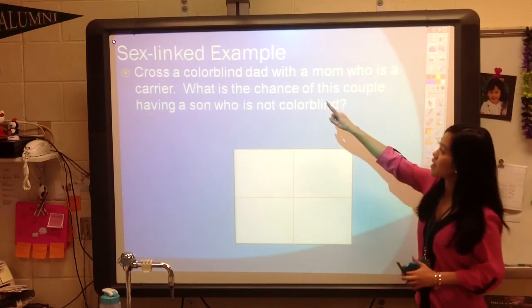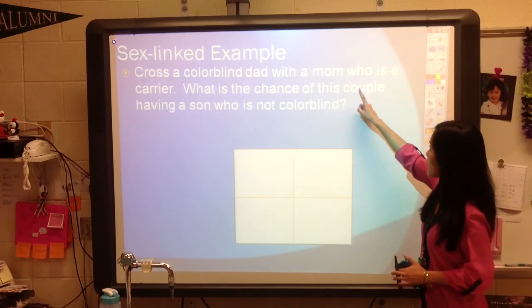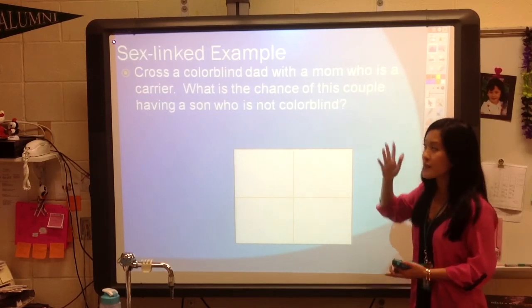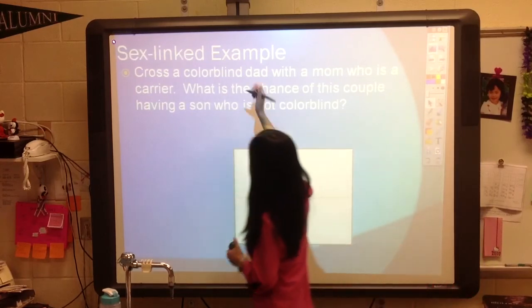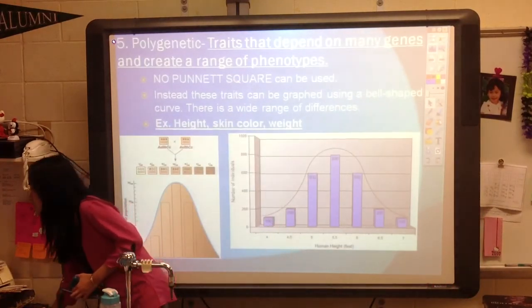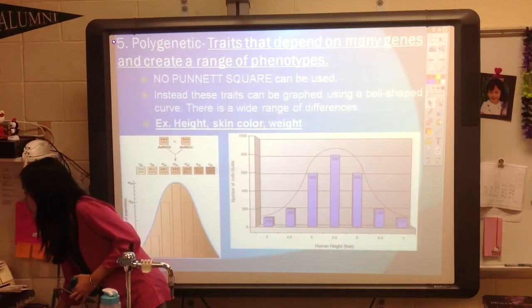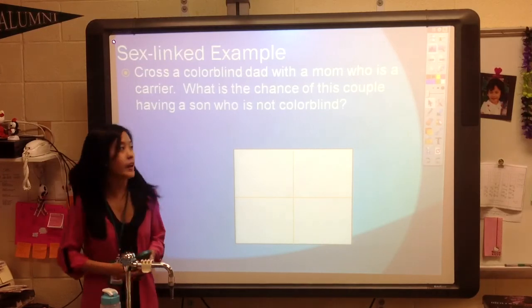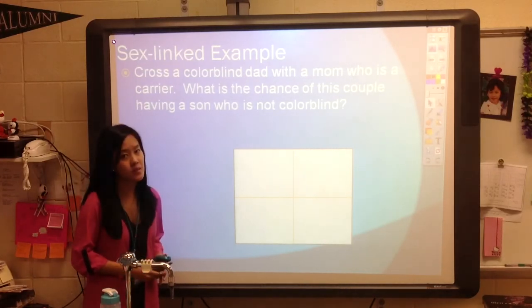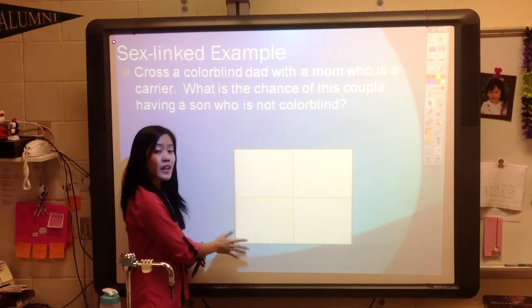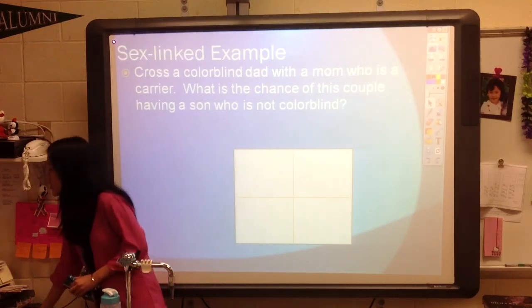And I want you to take a minute and see if you can solve this sex-linked example. It says cross a colorblind dad with a mom who is a carrier. So make sure you use your affected, unaffected. If the dad is colorblind, that means he is affected. And if mom is a carrier, that means she has the allele, but she doesn't have the disease. Try to see if you can fill in that chart based on the chart we had earlier.